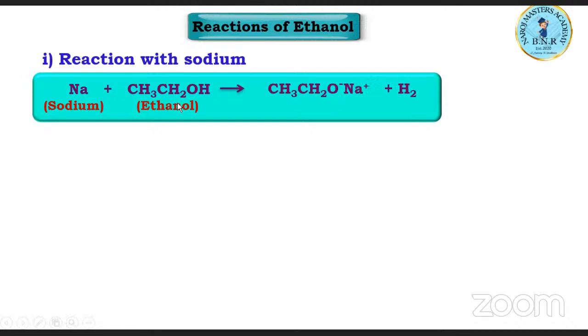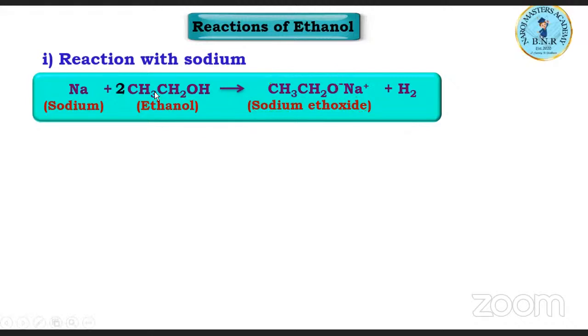CH3CH2ONa. Here you can see hydrogen is replaced with Na. What is the name of CH3CH2ONa? Sodium ethoxide. Eth means two carbons are present. Oxide means oxygen is present. So ethoxide, then which element is there? Sodium. So sodium ethoxide.